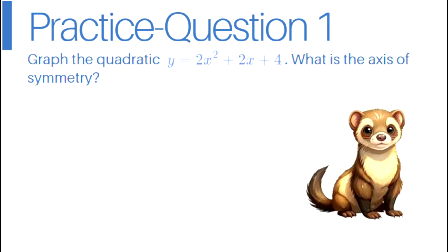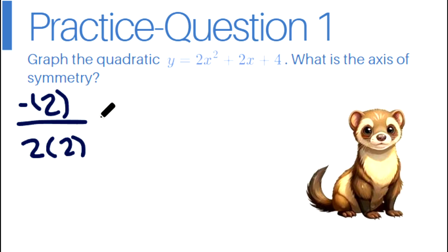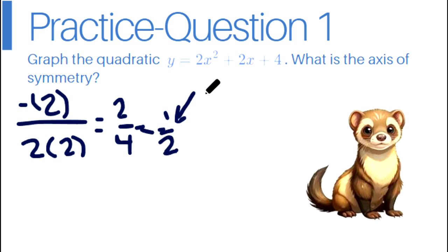All right, so the first thing we need to do is find the value of x, which means we need to do negative b, which in this case is 2, divided by 2 times a, which in this case is 2, which equals 2 divided by 4, which equals 1/2. So this is our value for x. I'm going to write it up here. X equals 1/2.